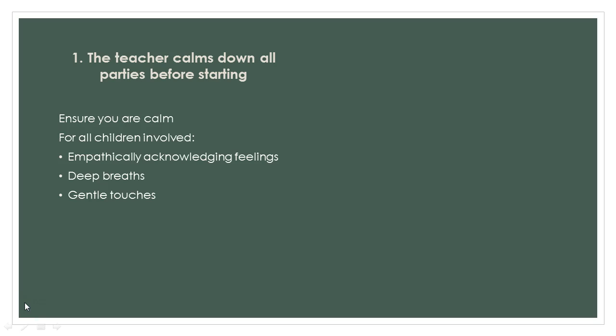empathically acknowledge their feelings, encourage deep breaths, and gentle touches. So as a teacher, I touch both children gently, provided that they want to be touched. Some children, when they're upset, do not. Usually the easiest way to do it is arms around both of them. And then I encourage the children to take deep breaths, and sometimes I even do it by modeling. Or I may say, seems like a good time to take some deep breaths so we can all be calm.